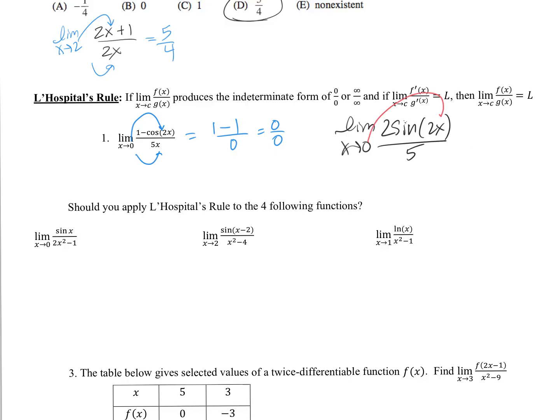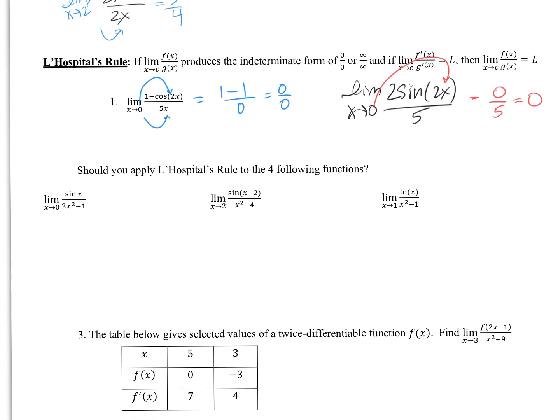If I plug in a 0 there, sine at 0 is 0, 2 times 0, over 5. Yeah, it would just get a 0. And we can have a 0 over a number. That's okay to have my limit just be equal to 0. Okay.